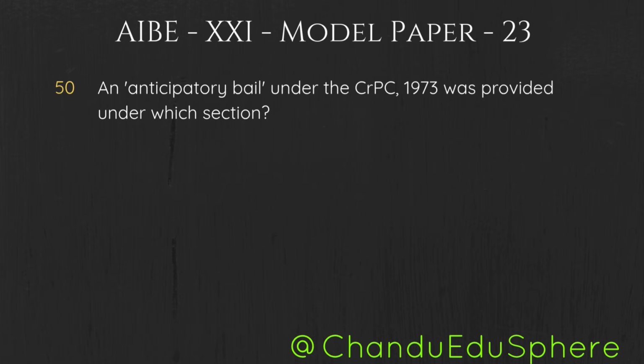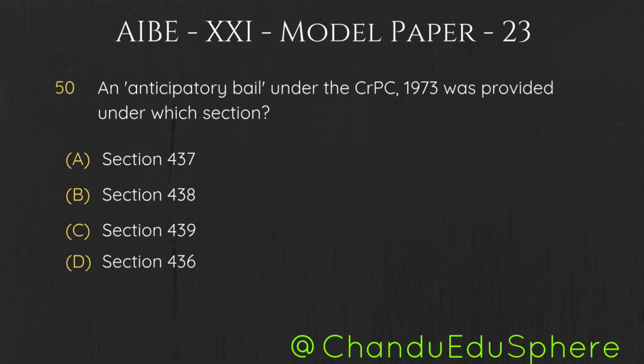An anticipatory bail under the CRPC 1973 was provided under which section? Section 438 of the Code of Criminal Procedure 1973 was the provision governing anticipatory bail, empowering the High Court or Court of Session to grant bail to a person apprehending arrest on accusation of a non-bailable offence. Section 438B is the correct choice.